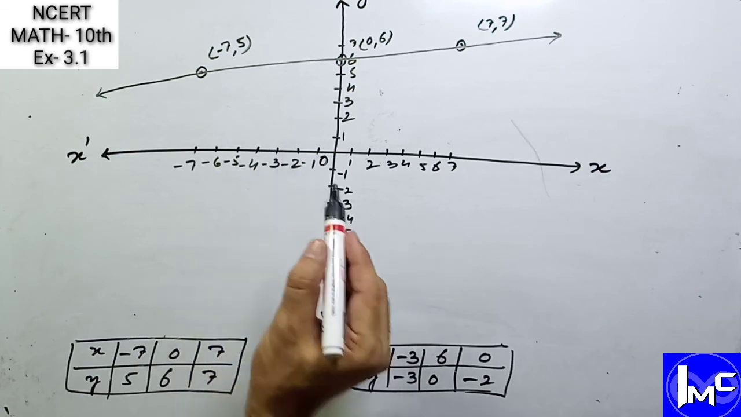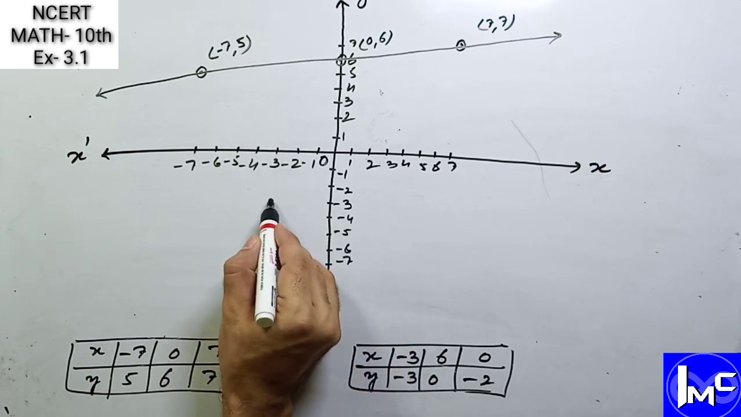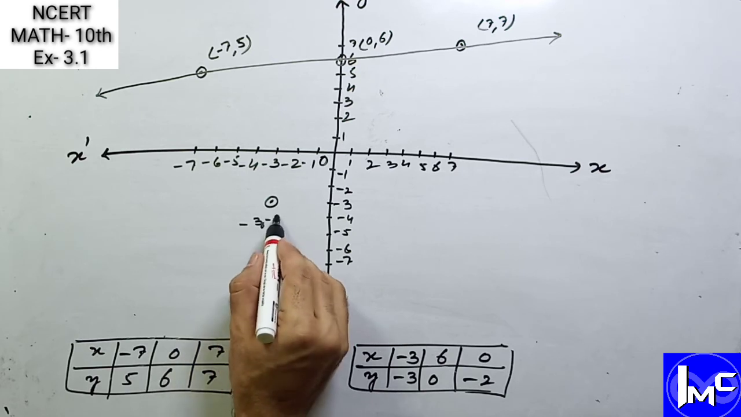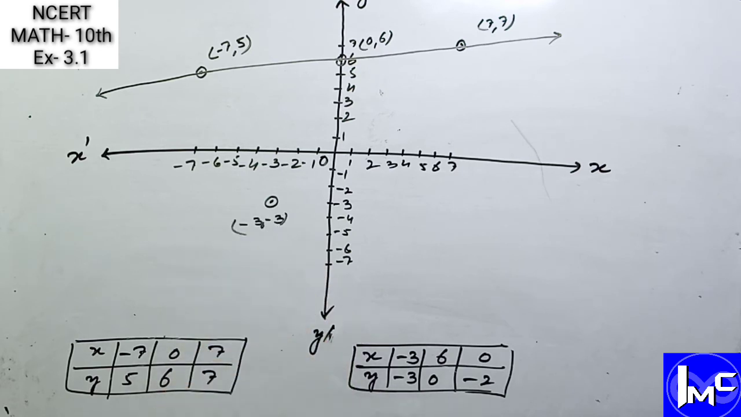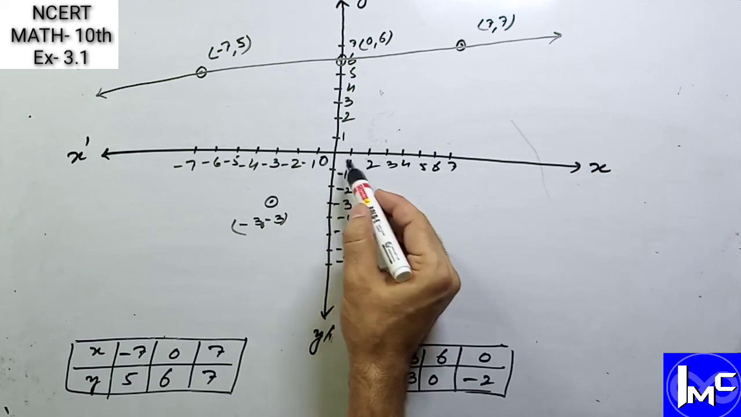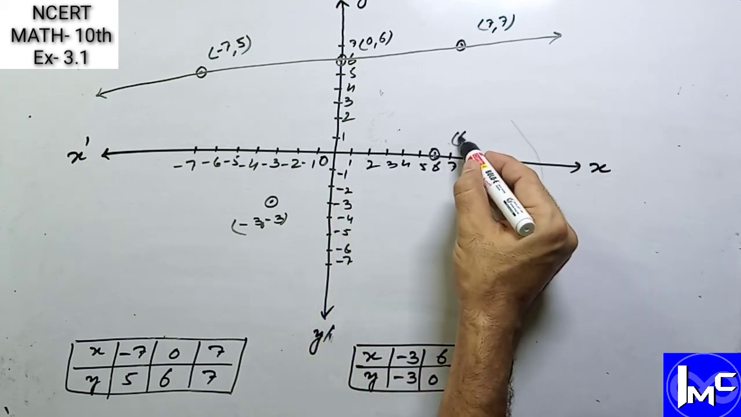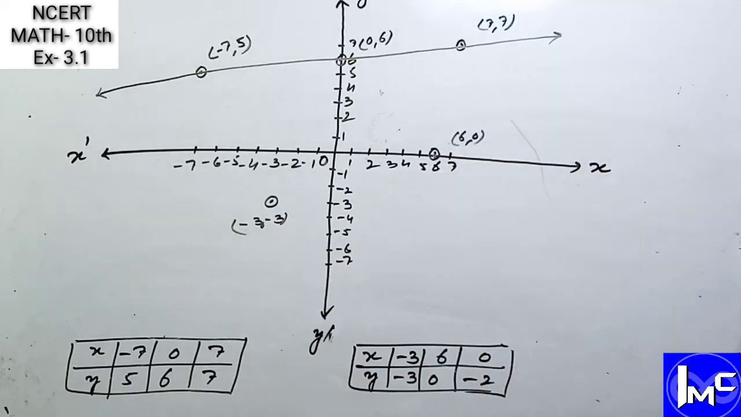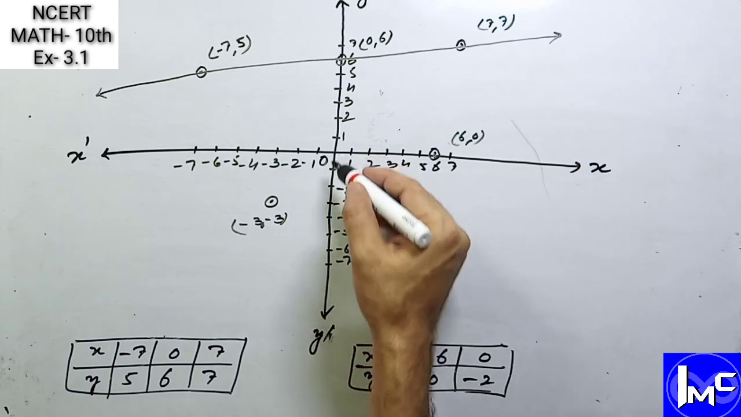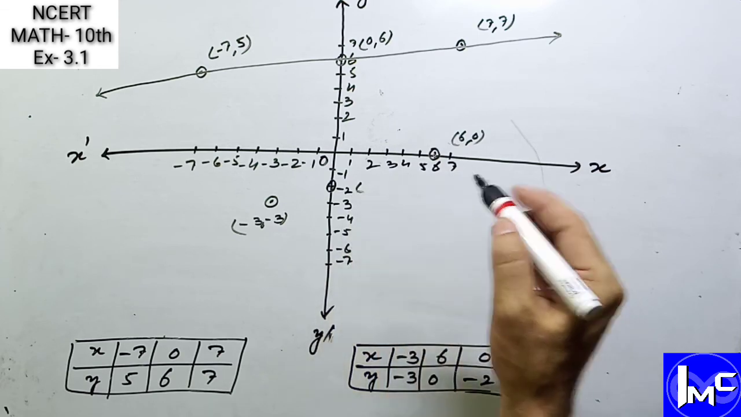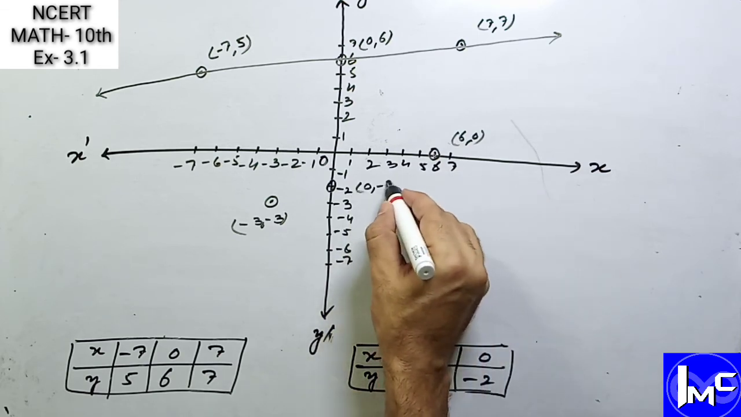And next one is minus 3, minus 3. That is minus 3 and minus 3 is here, and this will be minus 3 comma minus 3. Next is 6, 0. 6 is here and 0 is here. Abscissa and ordinate, and abscissa is 0, ordinate is minus 2. Abscissa 0 and ordinate minus 2 is here, that is 0 comma minus 2.